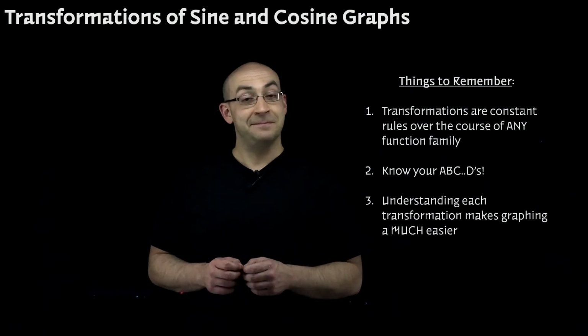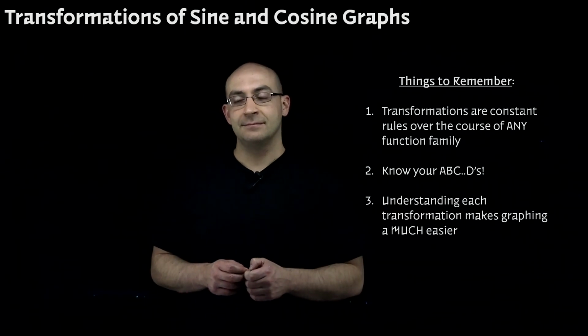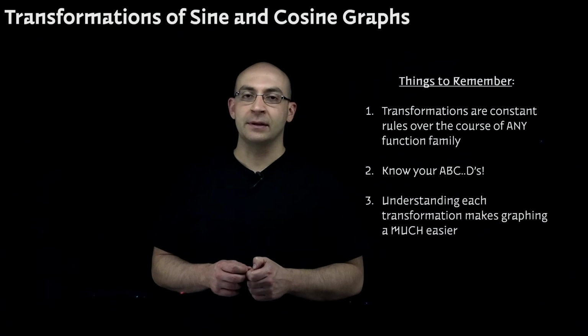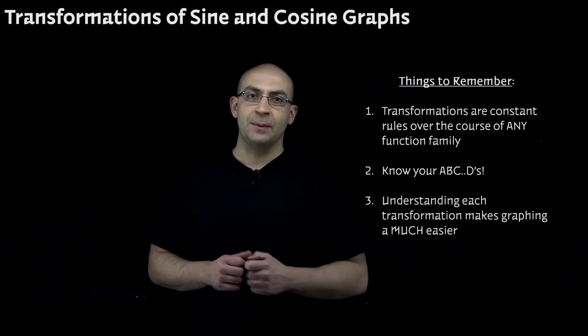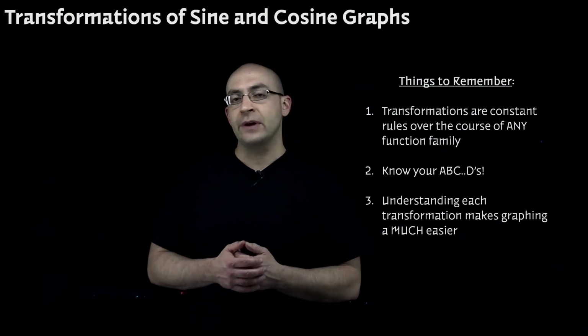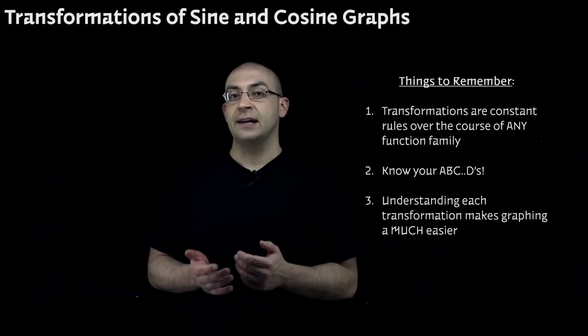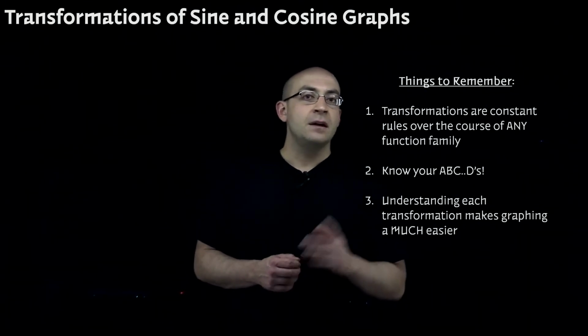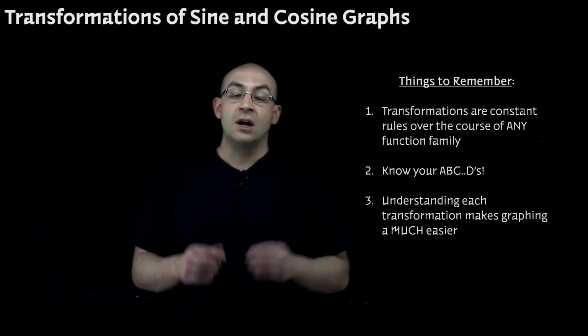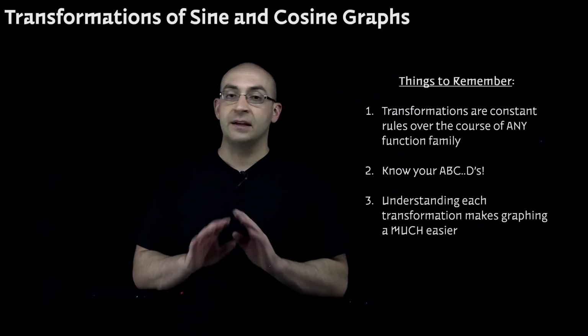Number 2, know your ABCDs. Really important. I like to label them. We could put that up here too for things to remember. Label your ABCD process. It's going to make your life a lot easier. And then number 3, understanding each transformation will eventually make graphing simple.